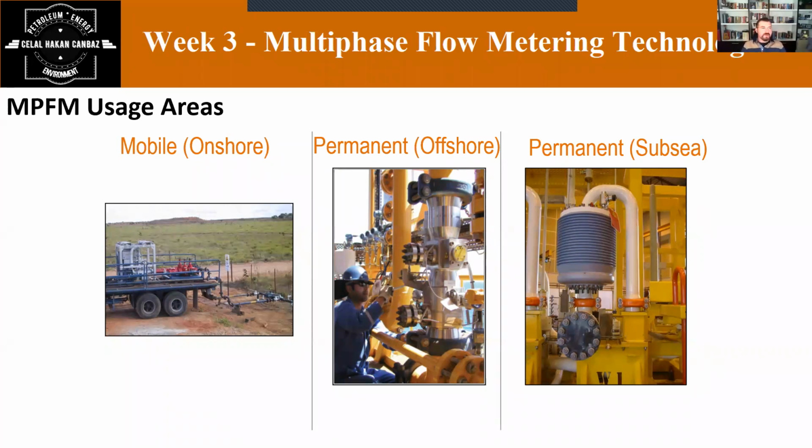The second one is the permanent offshore one. This is mainly used if you are in the development and production phase, not the exploration phase. For example, you have an early production facility, you are passing to the production phase, at the end of your development phase. You can install this device. It is a permanent device, installed directly and becoming part of that production facility. It can be used in this type of place.